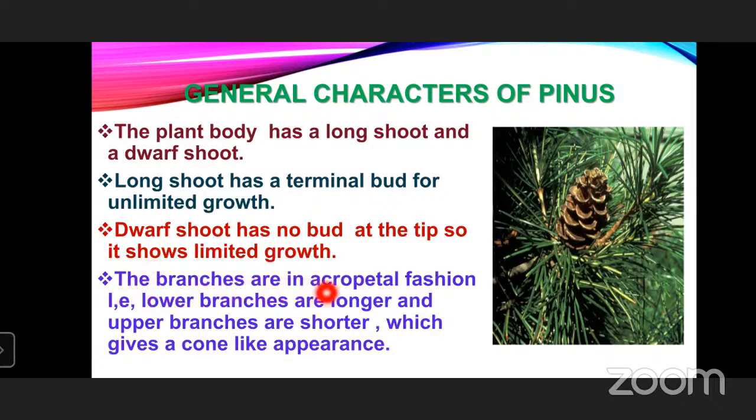And the branches are in acropetalous fashion. That is, lower branches are longer and upper branches are shorter, which gives a cone-like appearance to the plant body. So when we observe the Pinus tree, it is conical or pyramidal in shape because the branches are arranged in acropetalous fashion. Acropetalous fashion means lower branches are longer in length and upper branches are shorter, which gives a cone-like appearance to the Pinus tree.